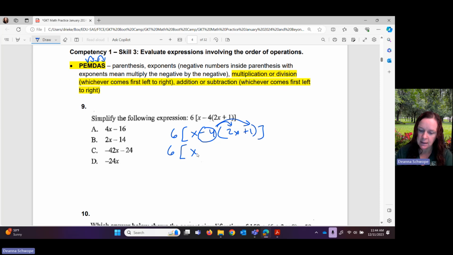So it becomes x, negative 4 times 2x is negative 8x. Negative 4 times a positive 1 is negative 4. Now we can simplify those. We get 1 minus 8, so negative 7x minus 4. Then we can distribute our 6, so it's negative 42x minus 24.